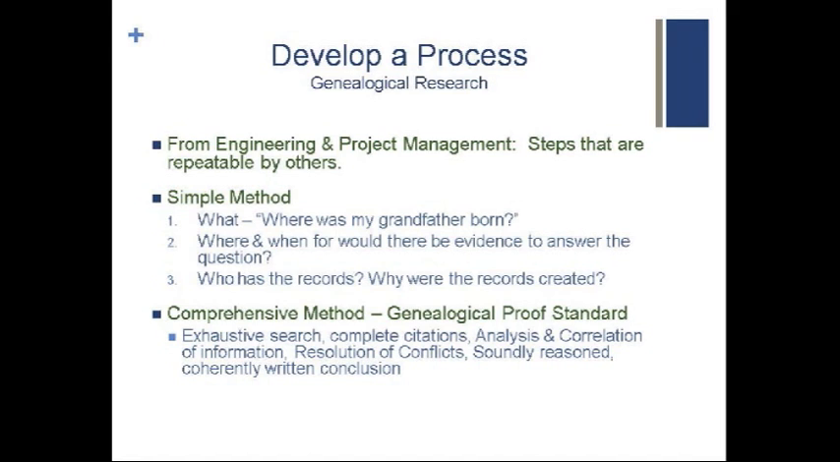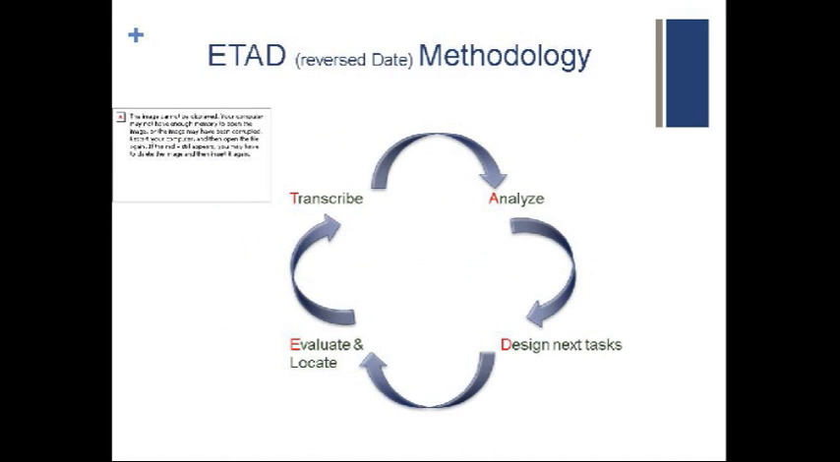Now, if you're interested in this more in a methodology, go Google Genealogical Proof Standard. This is the comprehensive method used by professionals. It informs all these steps that I've listed here: exhaustive research of records, complete citations, full analysis and correlation of information, resolution of all conflicts, soundly reasoned conclusion, and written up. So that's the Genealogical Proof Standard. But don't necessarily hold yourself to say, I'm going to do that completely. If you're just getting started, start with that simple method of who, what, when, why, and where.